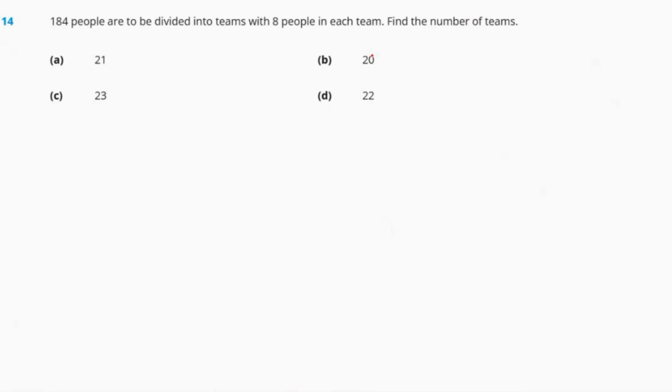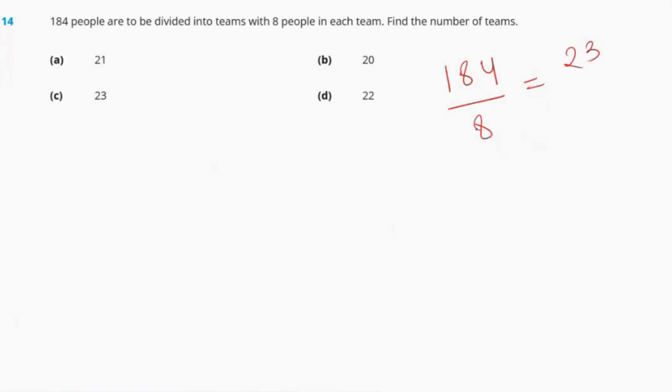Question 14. 184 people are to be divided into teams with 8 people in each team. Okay, find the number of teams. Okay, now in order to find the total number of teams, we will have to divide the total number of people with the number of people in one team, that is 8. So the final answer for this will be 23.